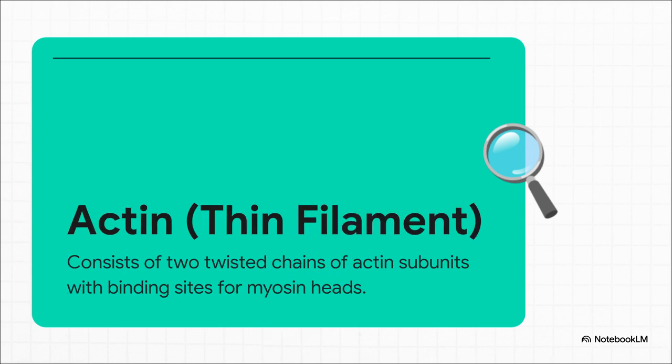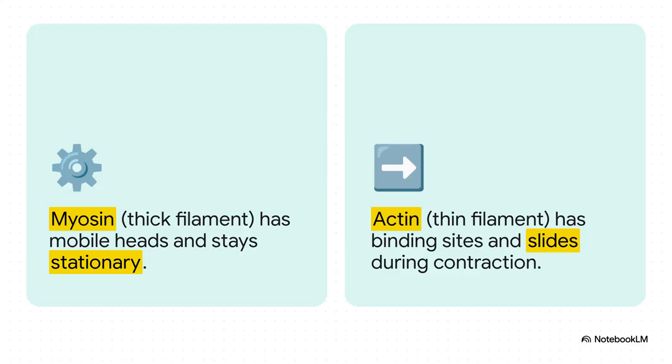So, what do those myosin heads grab onto? That would be our next player, actin. This is the thin filament. It's kind of like a long, thin rope made of 2 twisted chains. And all along this rope, there are these very special binding sites, the exact spots where those myosin heads are designed to connect. So here's the crucial relationship you have to get. Myosin, with its little motor heads, basically stays put. It's the actin, the thin filament, that actually gets pulled and slides past it. That sliding motion, that right there is the essence of a muscle contraction.